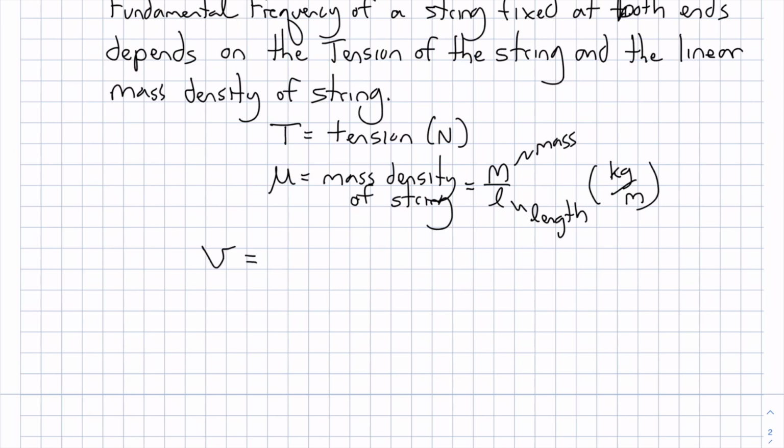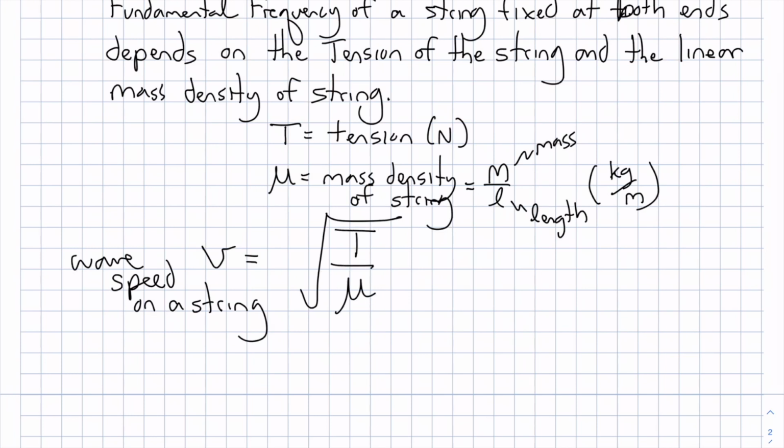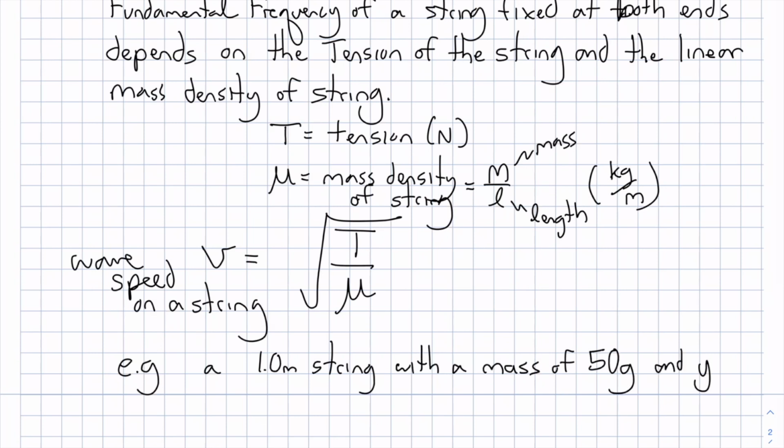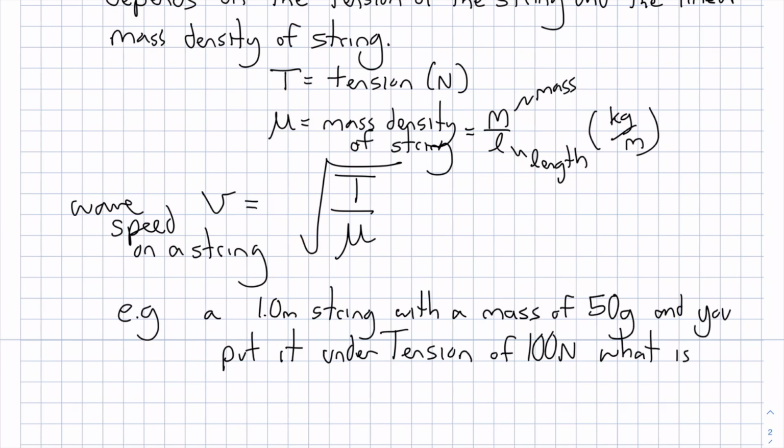The wave speed on a string is equal to the square root of the tension divided by the mass density. So your textbook has a nice little example in there and says that if you have a 1 meter string with a mass of 50 grams and you put it under tension of 100 newtons, what is the velocity of waves traveling along the string?